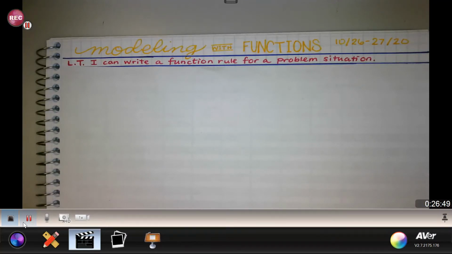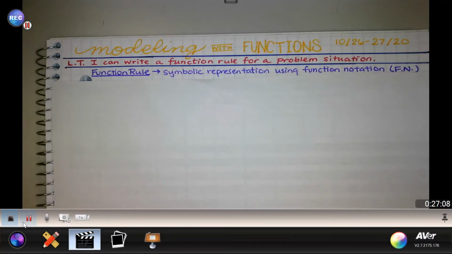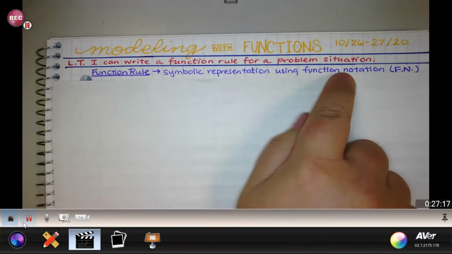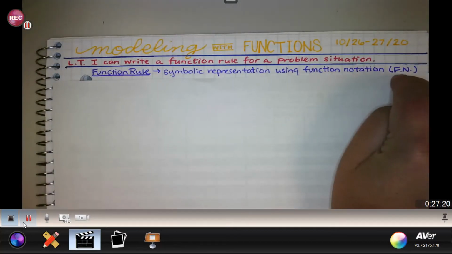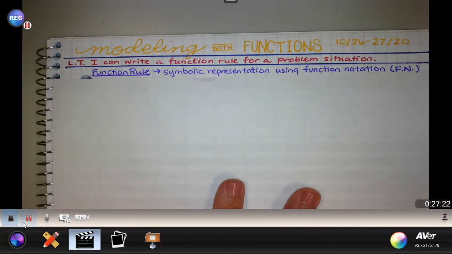So to model, think about making a model of a house. You're making something that represents it. That's what we're going to be doing. We're going to make an equation that represents a situation. We're modeling. That's what it means, okay? So first things first, remember we've done this before. A function rule is a symbolic representation, so think of the last unit, but we use function notation, which I'm going to abbreviate using FN again, okay, for fun.